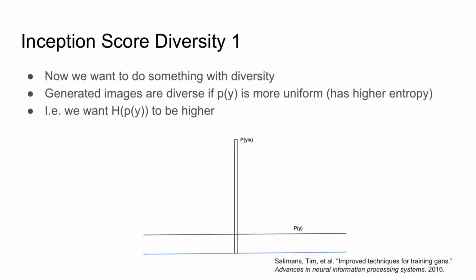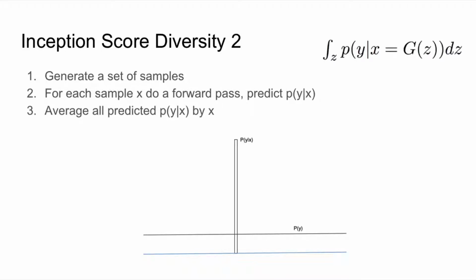Okay, we understood that we want the entropy of the distribution P of y given x to be lower, and it stands for image quality. Now we have to do something with image diversity. For this reason, we can consider P of y distribution. We want it to be uniform, which means that we want the entropy of P of y to be higher. Now, how to calculate P of y?